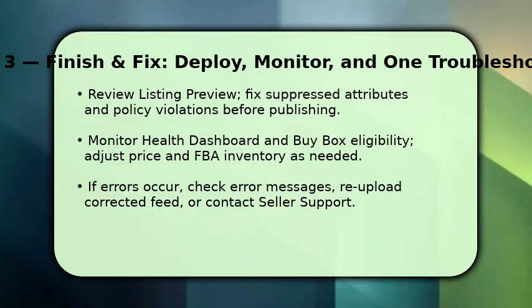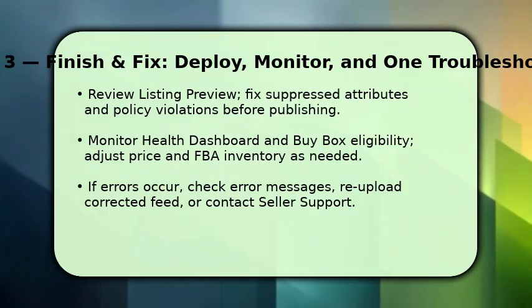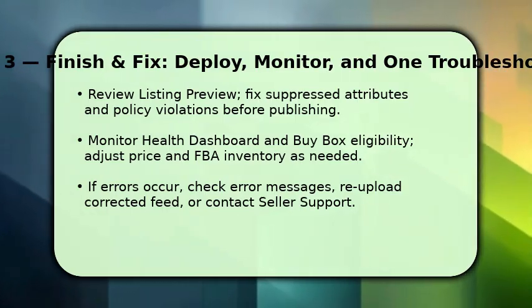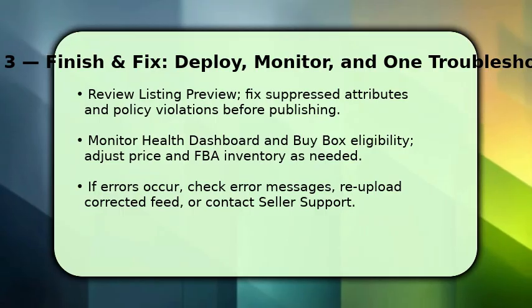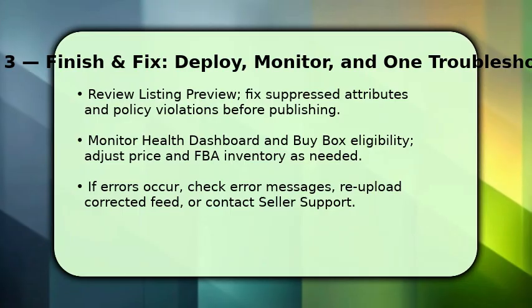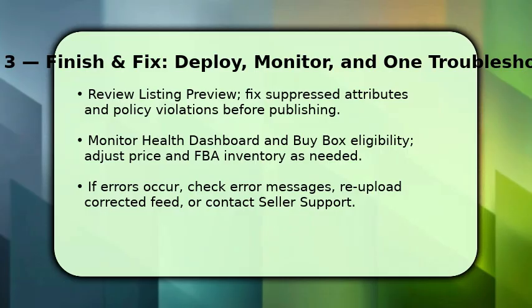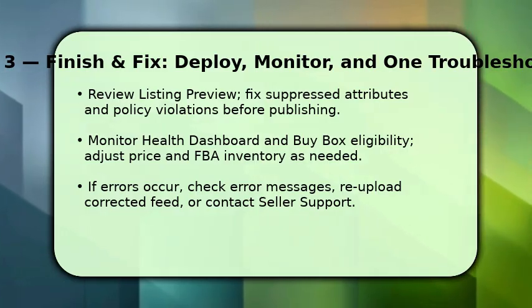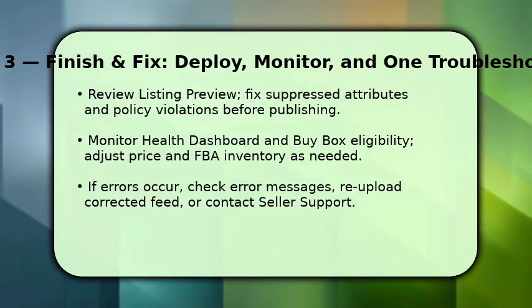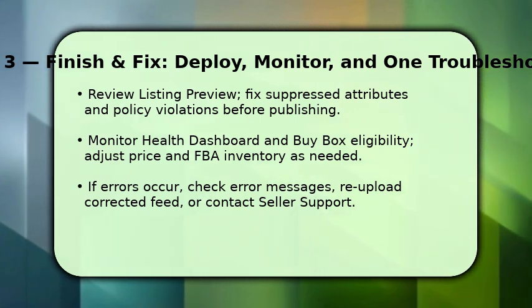Once live, monitor your inventory health and performance notifications, because suppressed listings or policy flags can hide your product. If you used FBA, ensure inventory is received and buy box eligibility is maintained by competitive pricing and performance metrics. If something goes wrong, read Amazon's error messages carefully, correct the specific fields, and resave. When stuck, open a targeted seller support case with screenshots to expedite resolution.